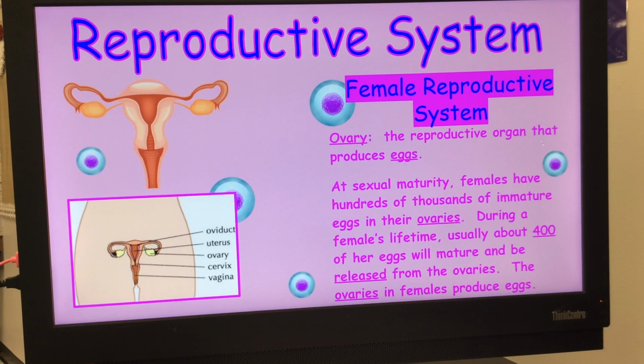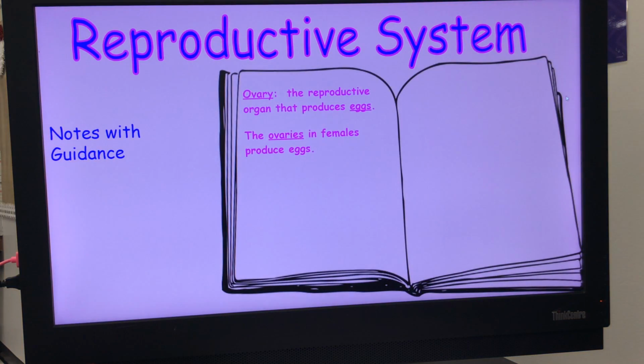The ovaries in females produce eggs. For your notes entry, you will write down ovary, the reproductive organ that produces eggs, and the ovaries in females produce eggs.